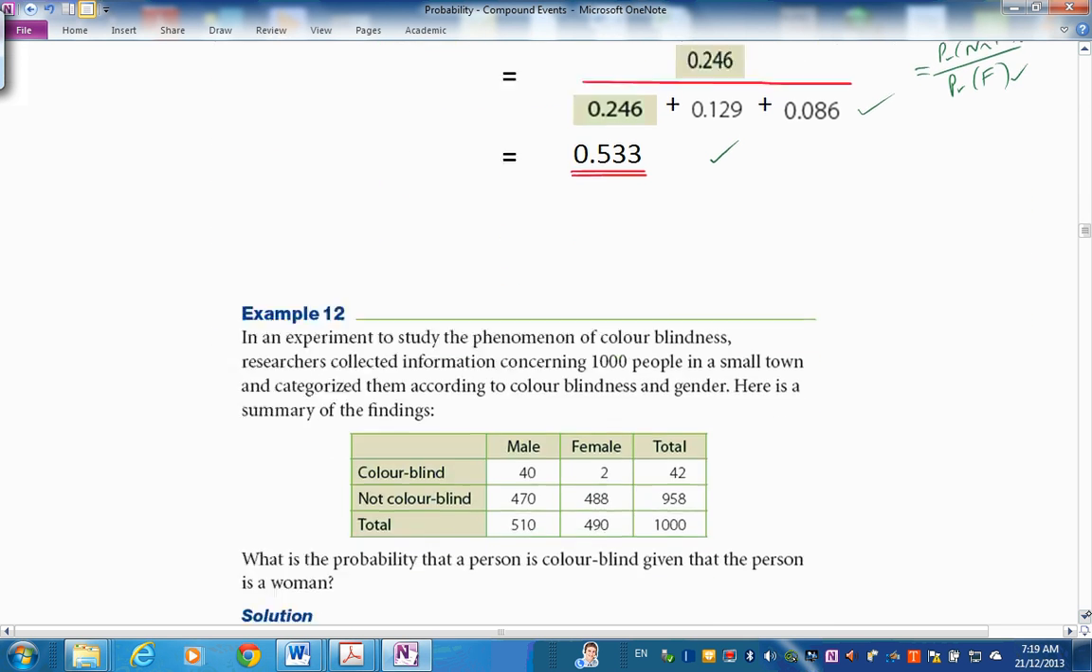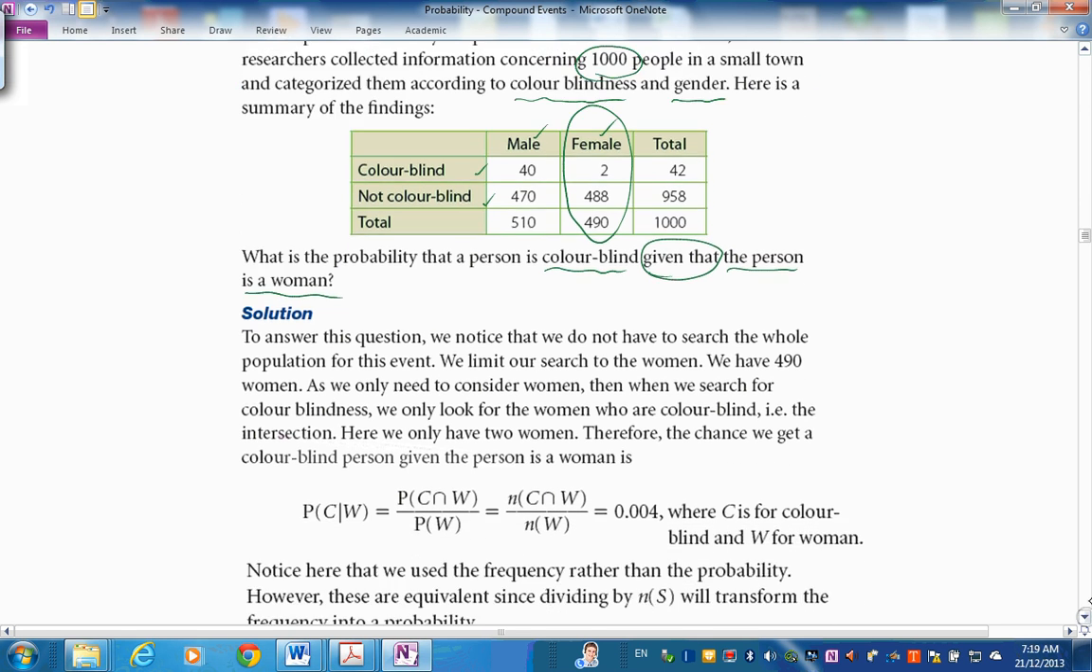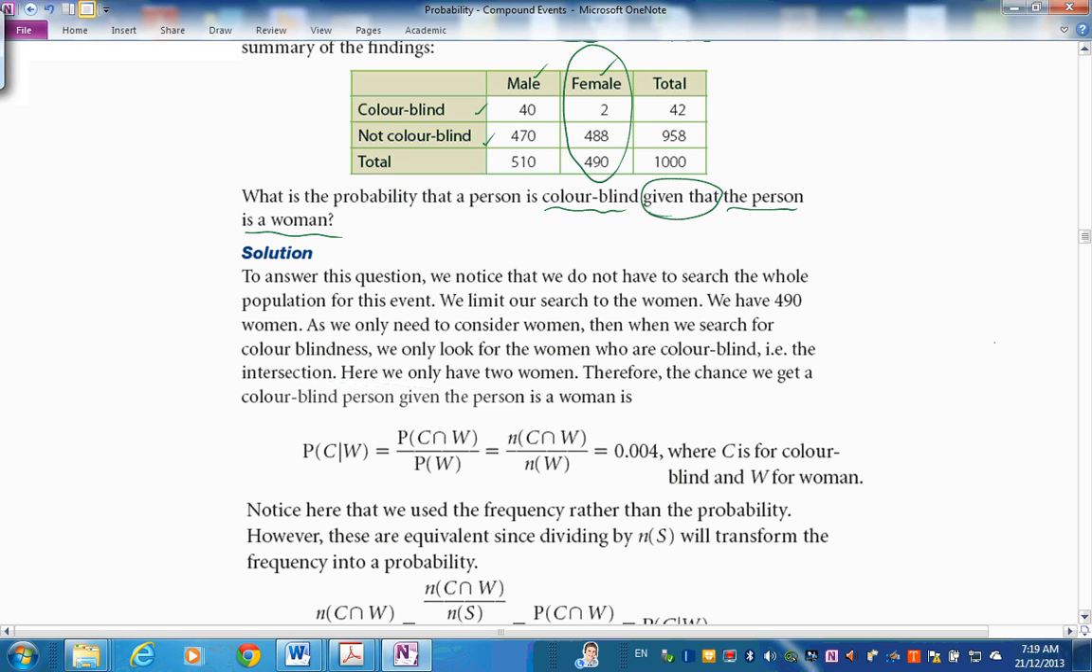Okay, come on down and let's have a look at another Pearson's example. This is male and female, colourblind or not colourblind. Not being able to tell the difference between green and red is colourblind. Okay, collected information on 1,000 people in a small town and divided them up into colourblindness and gender. And there's the findings. What is the probability the person is colourblind, given that, here it is, here's the condition, given that the person is a woman? Okay, so we're looking at the person being a woman. Let's have a look at their solution and see if we agree with a way of going about it.